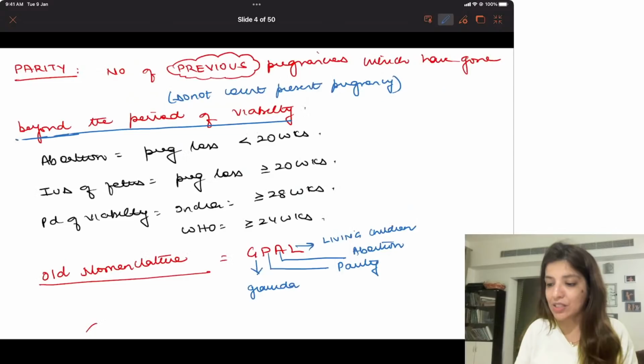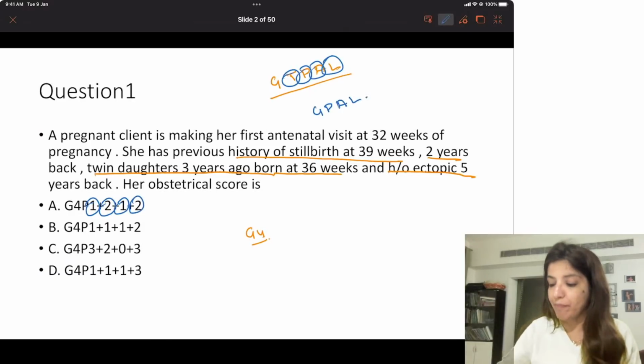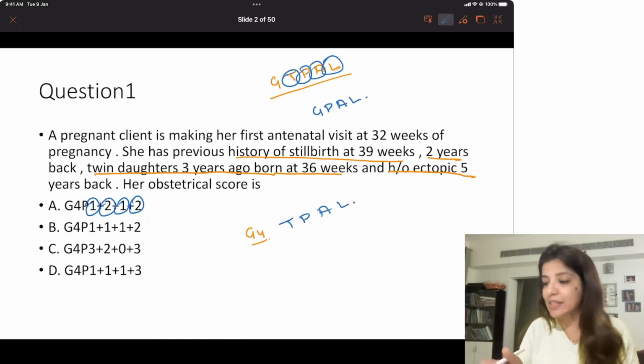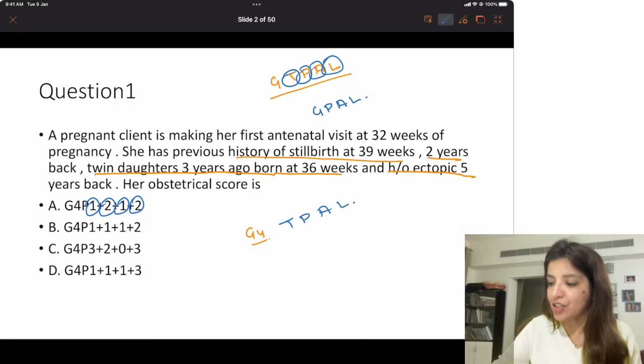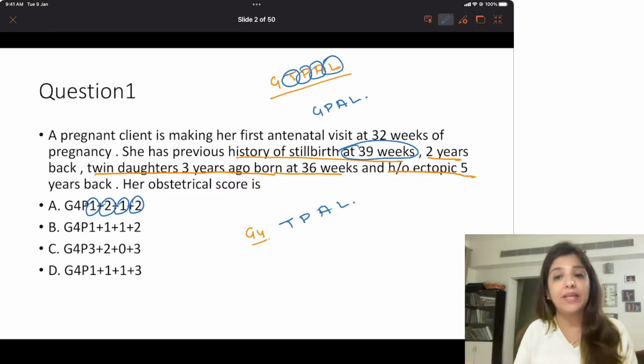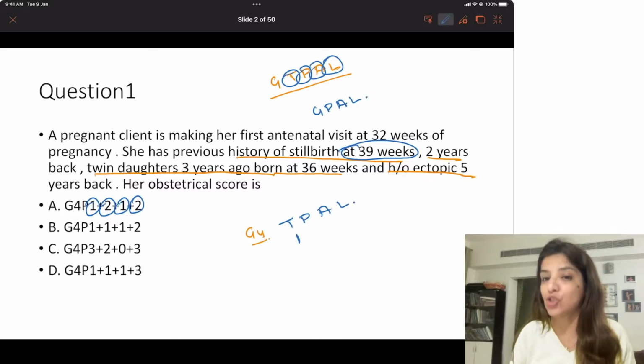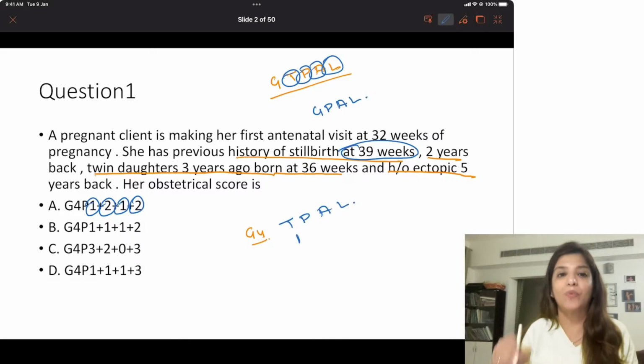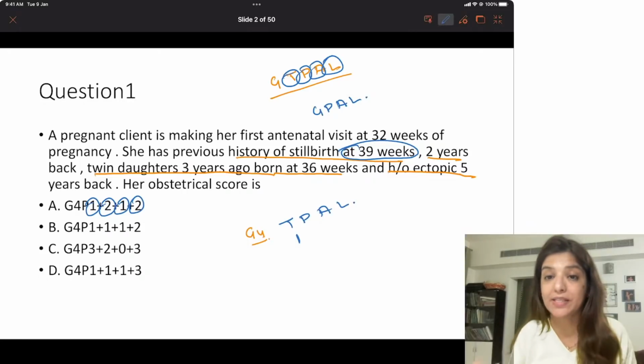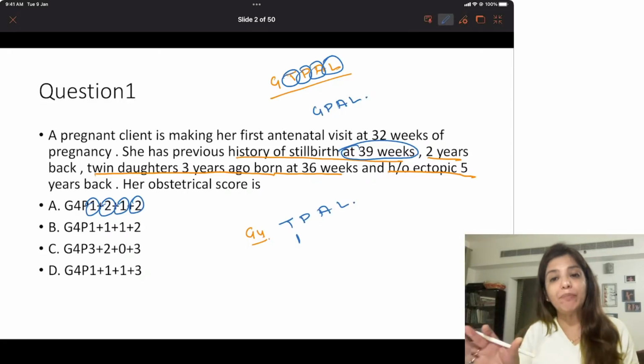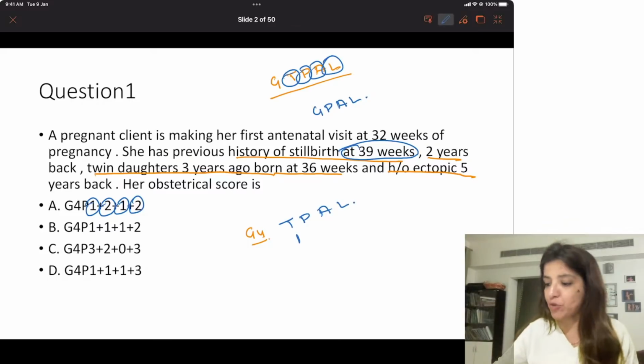So if we use this system over here, previously, how many term pregnancies did she have? She had a stillbirth at 39 weeks, and that will be counted in term pregnancies. So 1 term pregnancy. For the number of preterm deliveries, she had twin daughters who were born at 36 weeks, and that's a preterm. A twin pregnancy will be taken as a single conception, so it will be counted as 1.